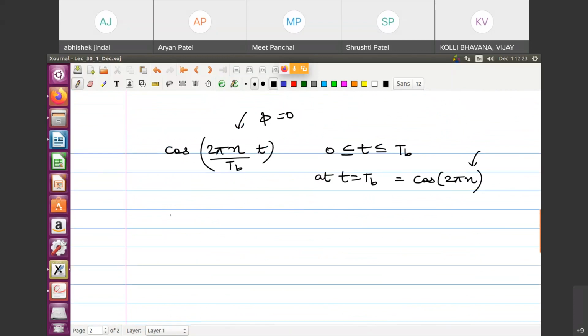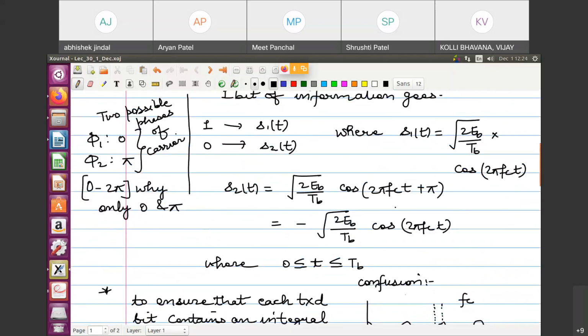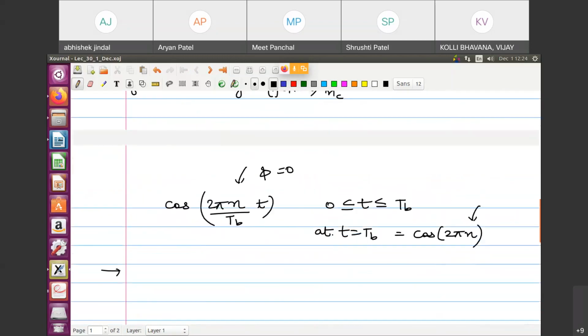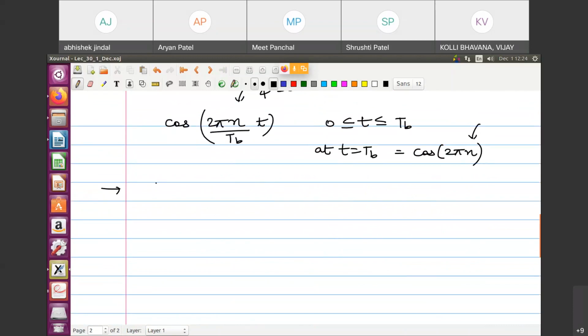Now one thing. What are S1(t) and S2(t)? You would have seen S1(t) is root of 2 Eb by Tb cos of 2 pi fc t, and S2(t) is the negative of that. Let me write it down so that it is clear. So S1(t) is root of twice Eb by Tb. First of all, let us find the energies. Then I think things would be clear, and then we will go to the next point. So let us find the energy of S1(t) and S2(t).